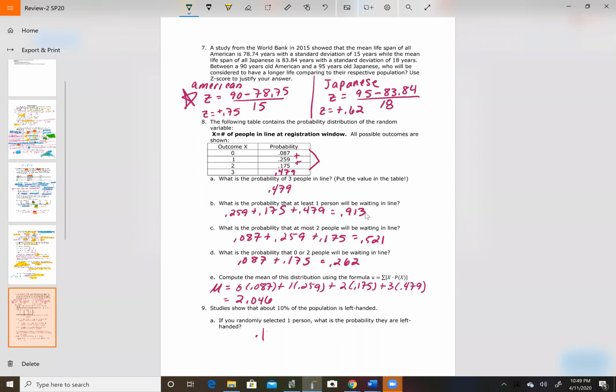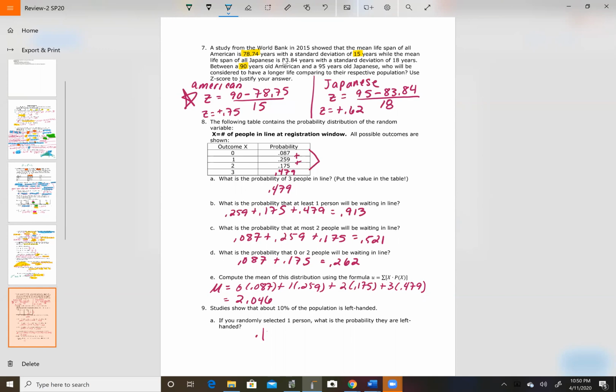All right, you guys. Question number 7, I think, is where we left off. It gives you 3 pieces of information for Americans and 3 pieces of information for the Japanese. It says that the mean lifespan for Americans is 78.74, with a standard deviation of 15 years. And it wants to know what that would look like compared to everyone else in America for a 90-year-old American.